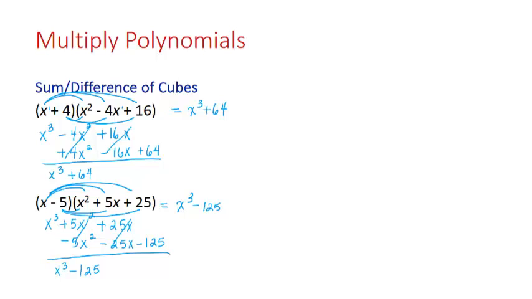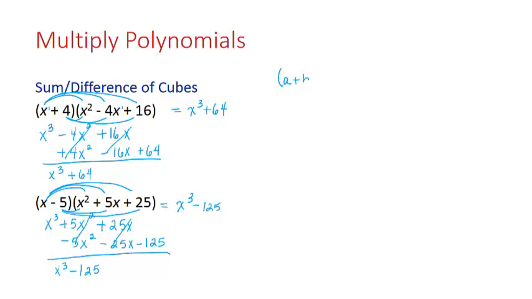X minus 5, x squared plus 5x plus 25. Notice the x squared gives us x squared. If we square the 5, we get 25. And then if we multiply x times 5, we get 5x, but again the sign is changed. And so this product is written like this.